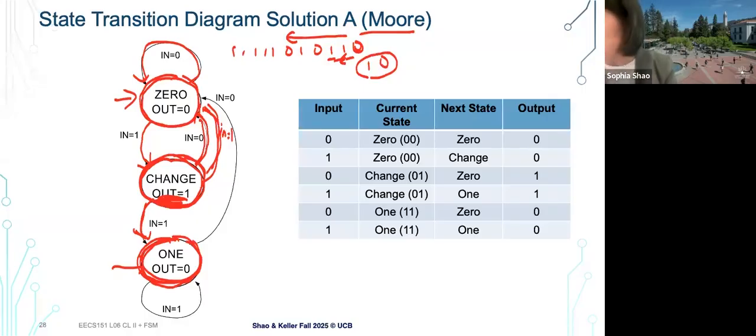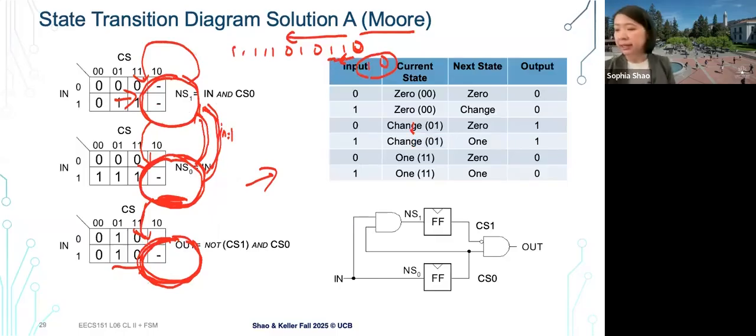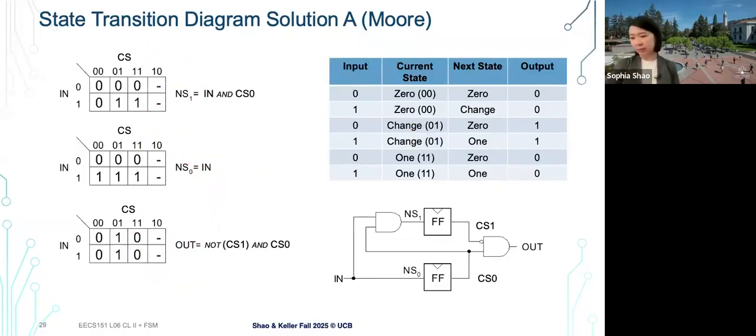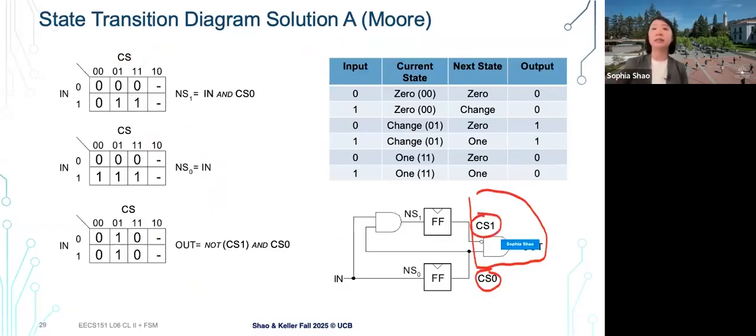We talked about how once you have the state transition, you can get a symbolic table, you can add encoding to it, and then after that, you can do the Boolean simplification and get to hardware here, right? So here, in particular, my output is only dependent on my current state, right? So here is my current state. So this is a Moore machine.